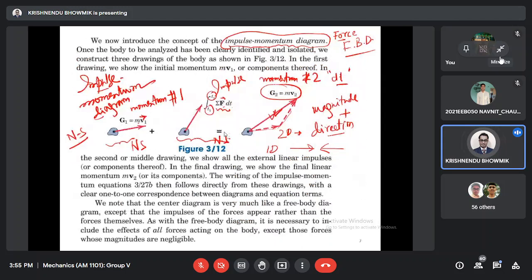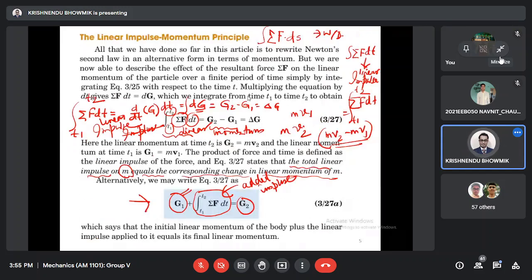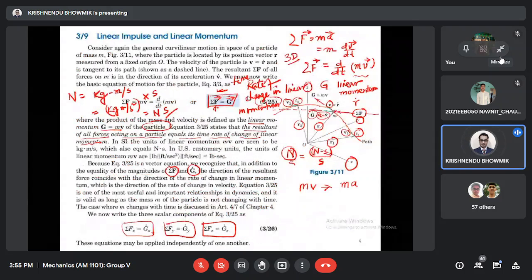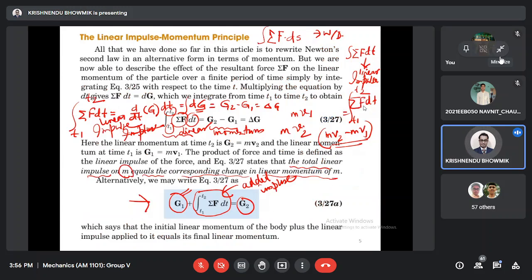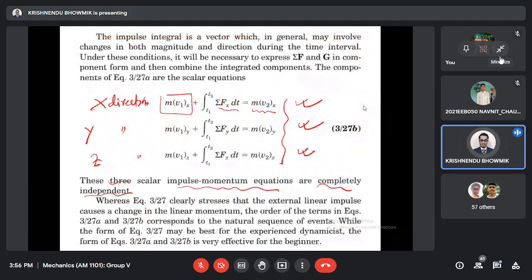Now, one thing you have to be very careful about when drawing this type of diagram: impulse will be associated with, when you have applied some external force on the system, based on the time involved, you can calculate it as per these expressions 3/27a and b.